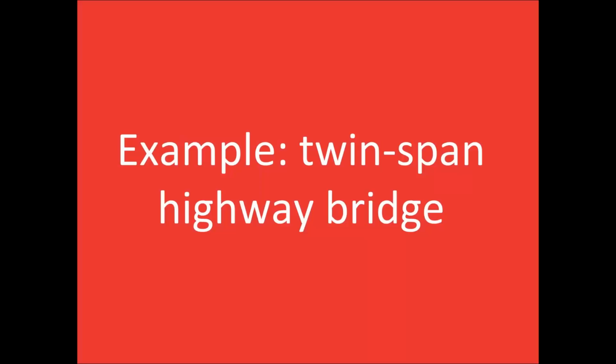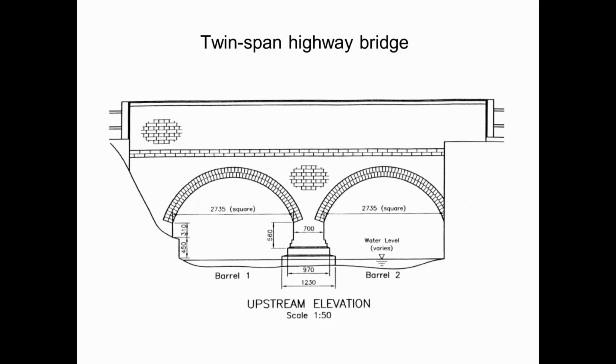Okay, so that's a bit of background. I'll move on then to have a look at applying the software to a highway bridge example. This is a slide showing details of the bridge. You can see it's a very, very modest structure, 2.7 meter span arches, and a relatively short, fat central pier.